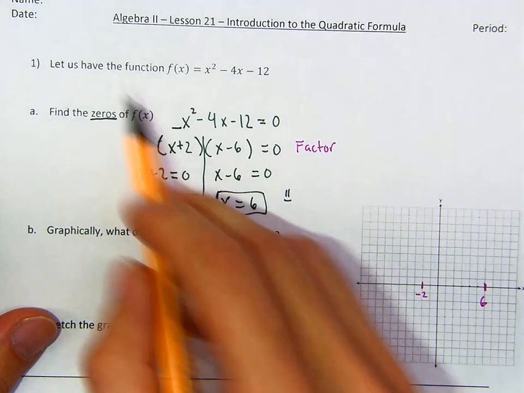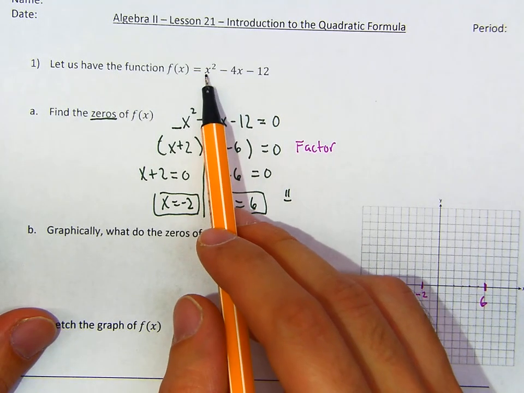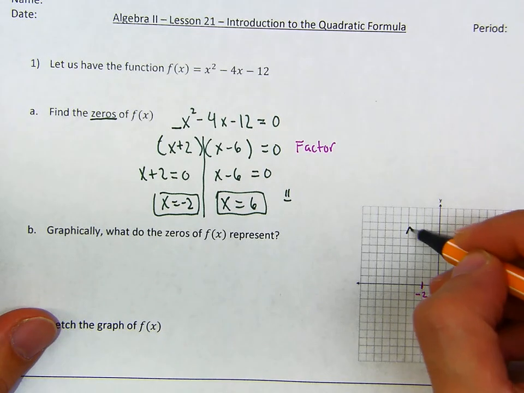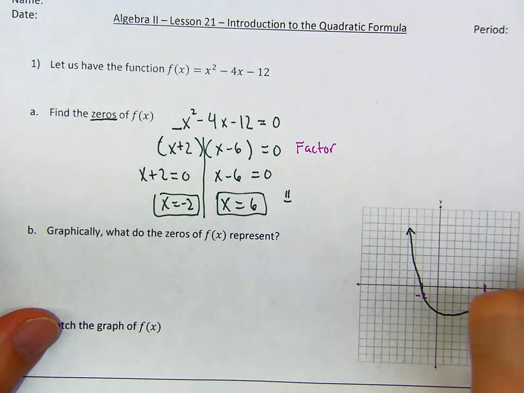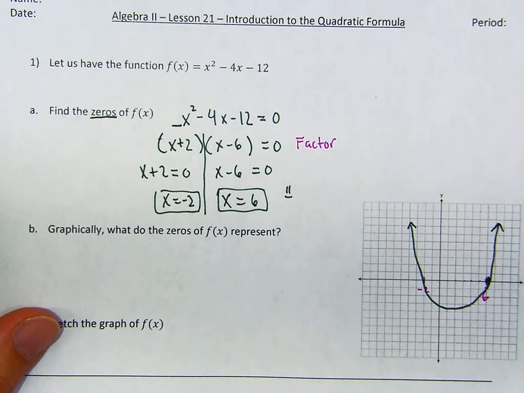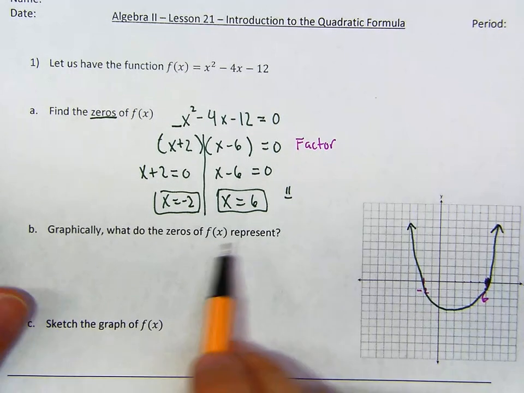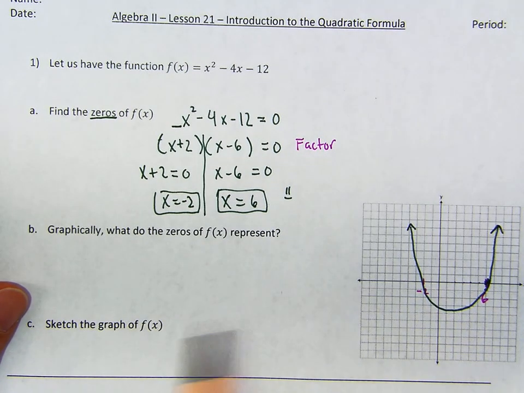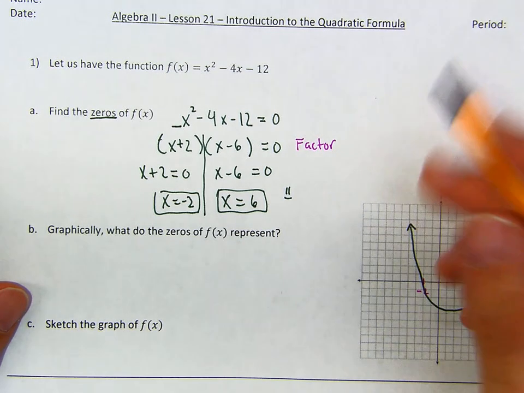But what does this graph look like? Notice it's an x squared, right? And it's positive. So you know the graph looks something like this, okay? Oh, it looks something like that. Okay, so they represent where they intersect the x-axis, and this is the sketch of the graph. Okay, congratulations. Let's do the next part.